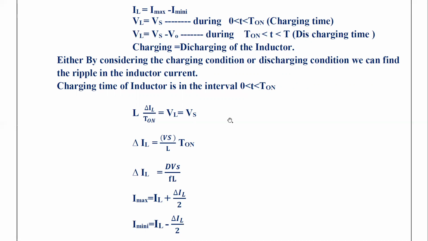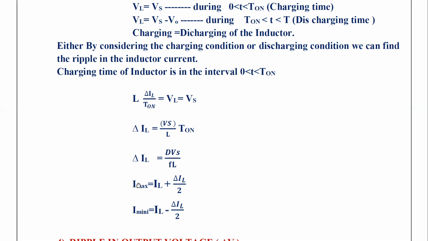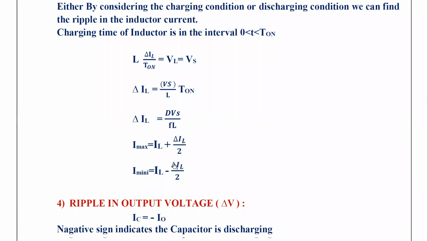So this T on I am writing like D into T, whereas T can be written as 1 by F. Therefore, instead of writing turn on, I am writing D by F. Now this equation becomes delta IL is equal to D into Vs divided by F into L. From that, I maximum can be written as IL plus delta IL by 2, and I minimum is equal to IL minus delta IL by 2. This I already explained in the buck converter.